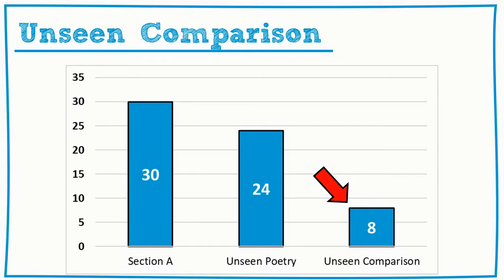In simple terms, if I get only half marks in my 8 mark question, I'm going to get 4. If I get half marks in section A, I'm going to get 15. It doesn't make any sense to spend more time on it than literally 10-15 minutes at the end of the exam.